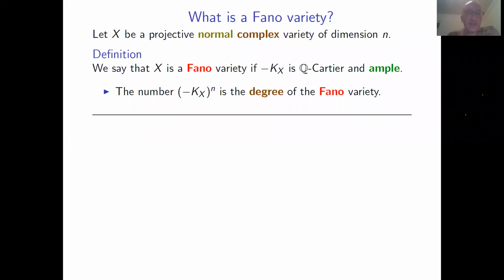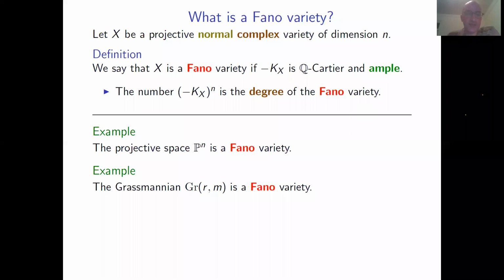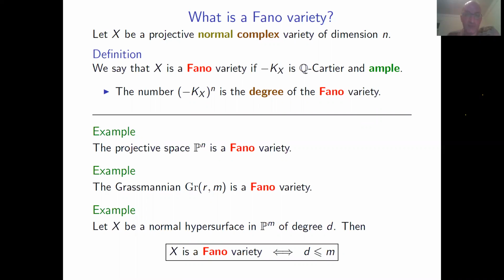So let me remind you that if you have a projective normal complex variety of dimension n, it's called Fano if the anti-canonical divisor is Q-Cartier ample. Here we don't assume any condition on singularities, so singularities can be anything so far. The number (-K)^n, the top power of the anti-canonical divisor, is called the degree of the Fano variety. The main examples of Fano varieties are projective space, weighted projective space, Grassmannians, and hypersurfaces of low degree.